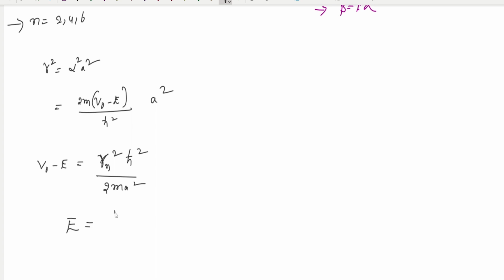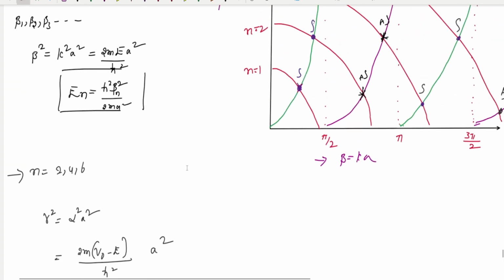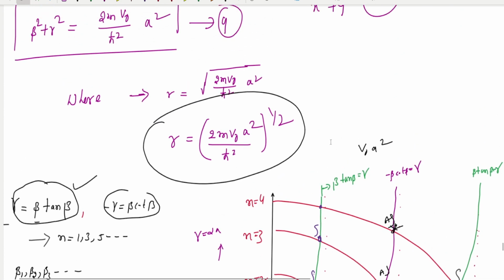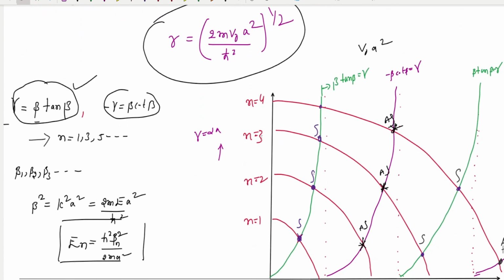here, the extra potential is there. This is gamma, not r, divided by 2m a square plus V naught. So for the particle, the number of bounded states depends upon the height and width of the potential, through the factor V naught into a square.